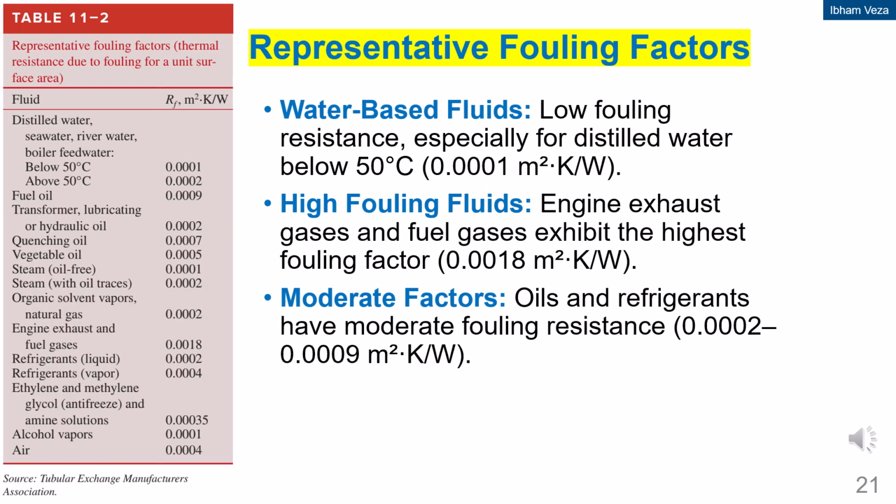Representative fouling factors. This slide shows that each type of fluid has a different tendency to cause fouling. Distilled water at low temperature has a very small fouling factor. In contrast, engine exhaust gases and fuel gases have the highest fouling factors. Oils and refrigerants fall in the intermediate range. These data are important to include safety margins in heat exchanger design calculations.